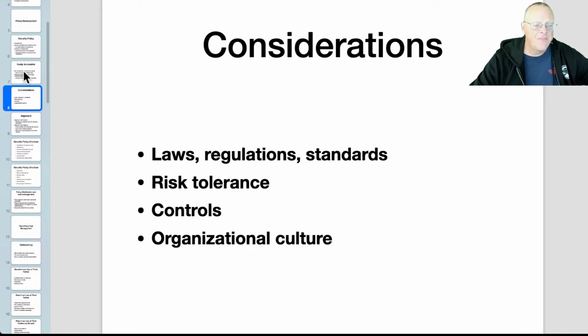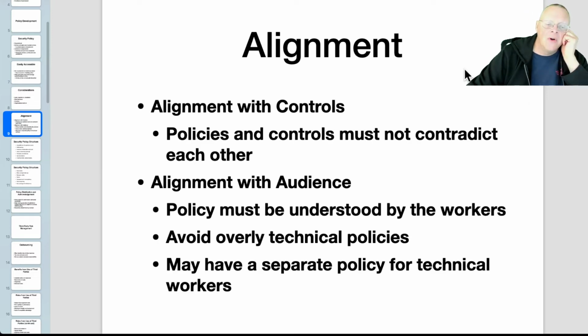All right, so you have to consider the laws, of course, governing your industry, the risk tolerance of your company, what controls you have, and your culture in determining what to put in that policy. And so you align it with your controls, making sure that your controls don't contradict the policy, and make sure that it can be understood. It's not overly technical. You may have a separate policy for technical workers with technical details.